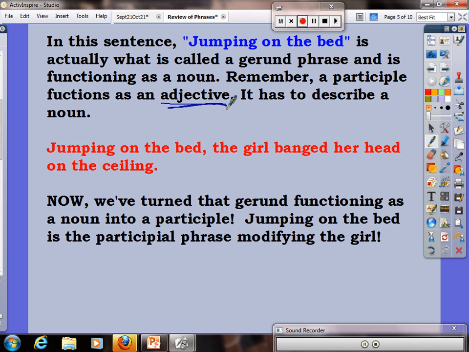So let's take that same phrase and let's fix it to make it a participle. Jumping on the bed, the girl banged her head on the ceiling. Okay, well, I've still got jumping on the bed. It comes at the beginning of the sentence, it's got the ing, but in this case, if I take it out, the girl banged her head on the ceiling, I'm fine. Jumping on the bed tells you more about who the girl is, what she's doing. So now we've turned that gerund functioning as a noun into a participle. Jumping on the bed is the participial phrase modifying the girl.